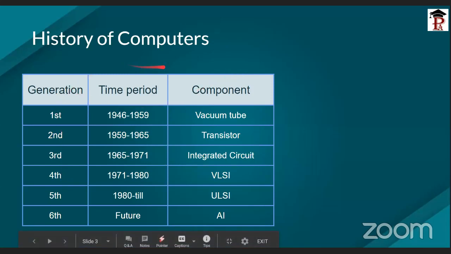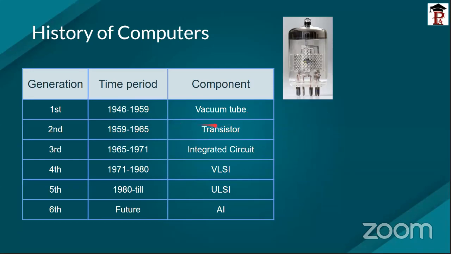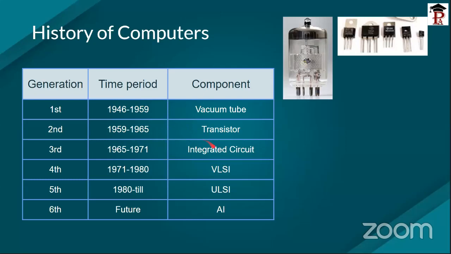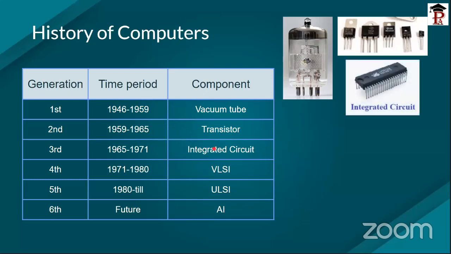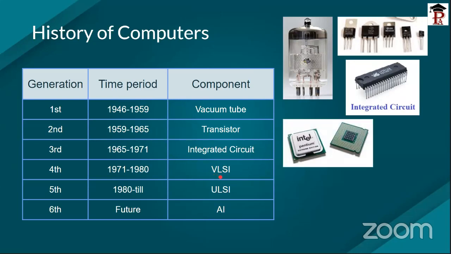In each generation, a particular component was used. In the first generation, they used vacuum tubes. In the second generation, transistors. Third generation computers used integrated circuits, like ICs. Fourth generation computers use very large scale integrated circuits. Nowadays we are using these types of chips only.